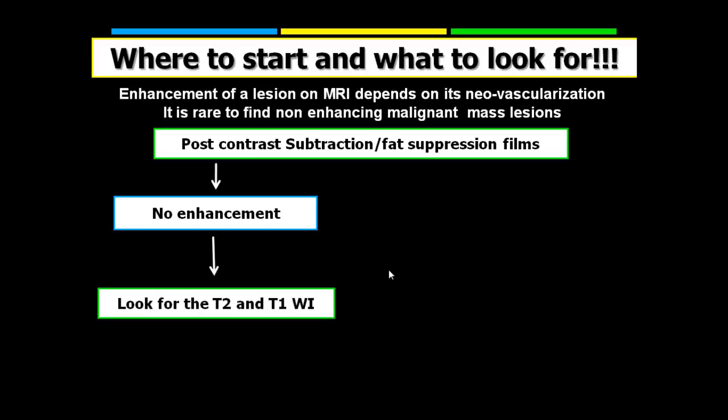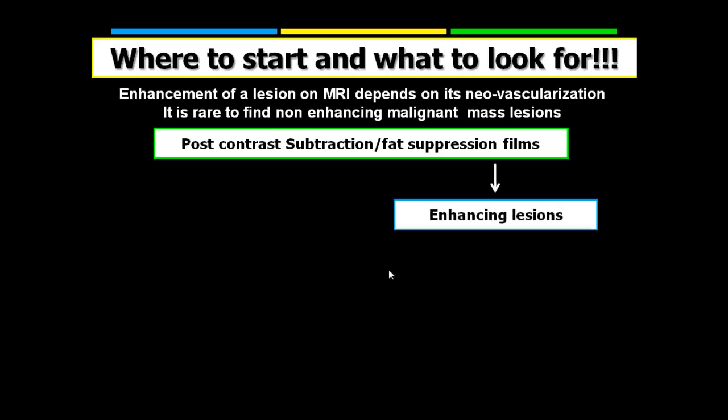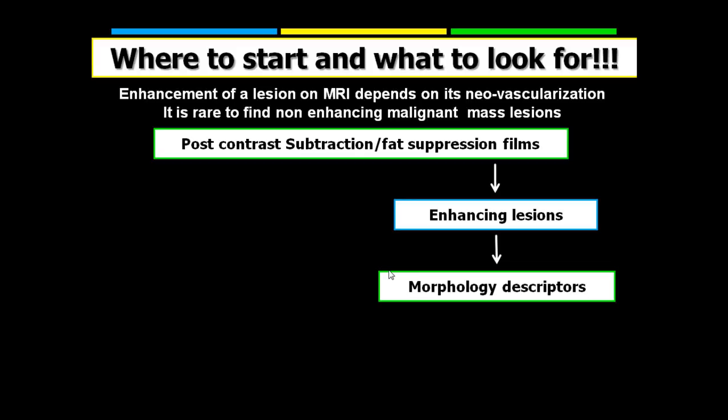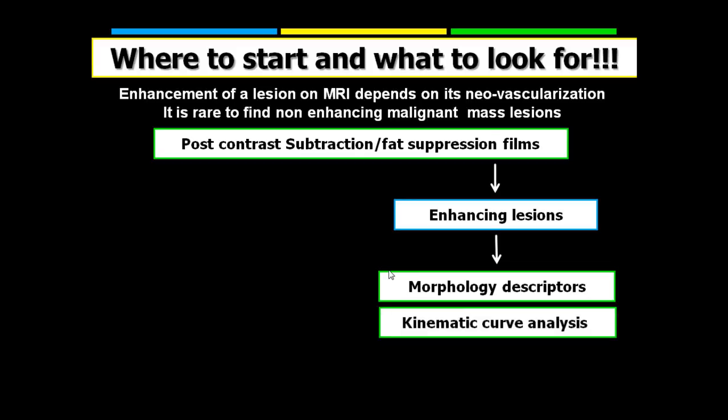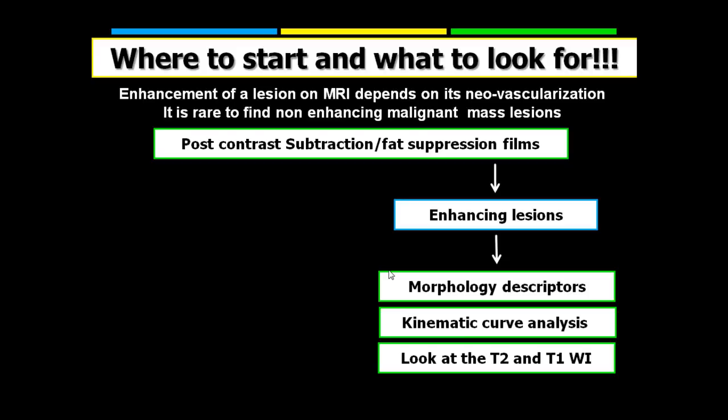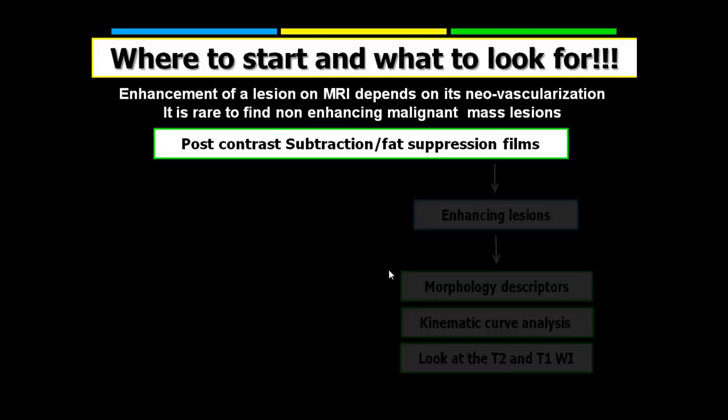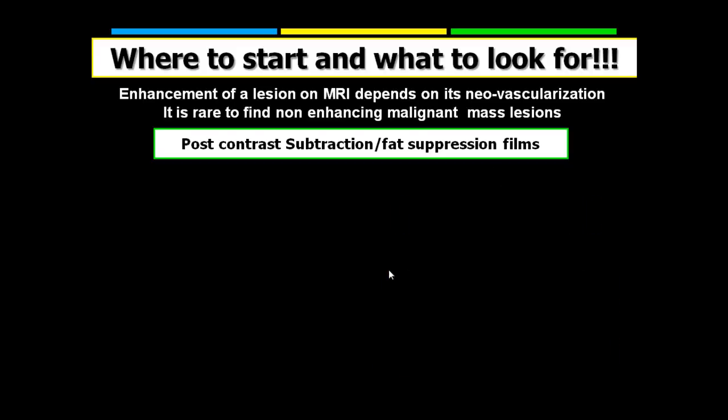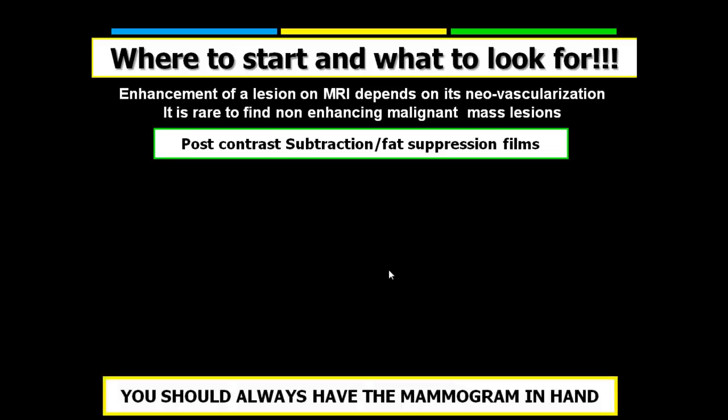We have to go back to the T2 and the T1 weighted images, trying to characterize lesions which do not enhance, for example, cysts or areas of fat necrosis. While if we have enhancing lesions, then we have a long job to perform. We have to assess the morphology descriptors of this lesion, measure the kinetic curve, and look at the T2 and the T1 weighted images. And remember, whenever we are looking at the MRI, you should always have the mammogram in hand.